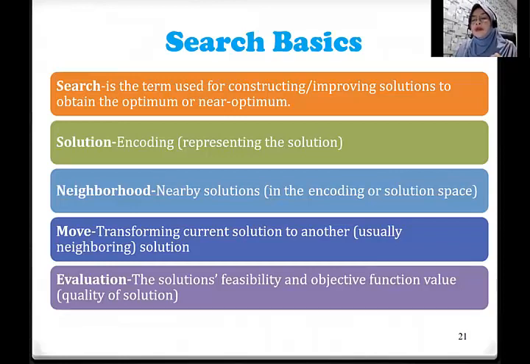In order to do the search, we need to know how to do the search. That is, how to construct and improve the solution, and then represent the solution using a correct encoding scheme, define the neighborhood, define the move operator, and define the evaluation function.